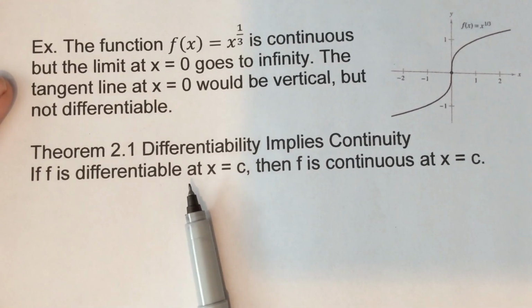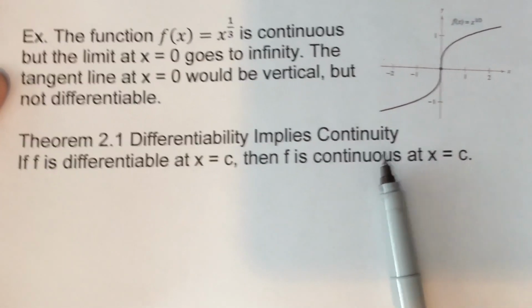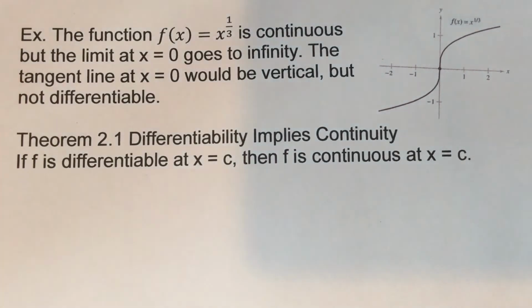So our last thing here in theorem 2.1, which is differentiability implies continuity. So if f is differentiable at that point, then we know it's continuous at that point. So that's kind of what we've been talking about that last little bit.